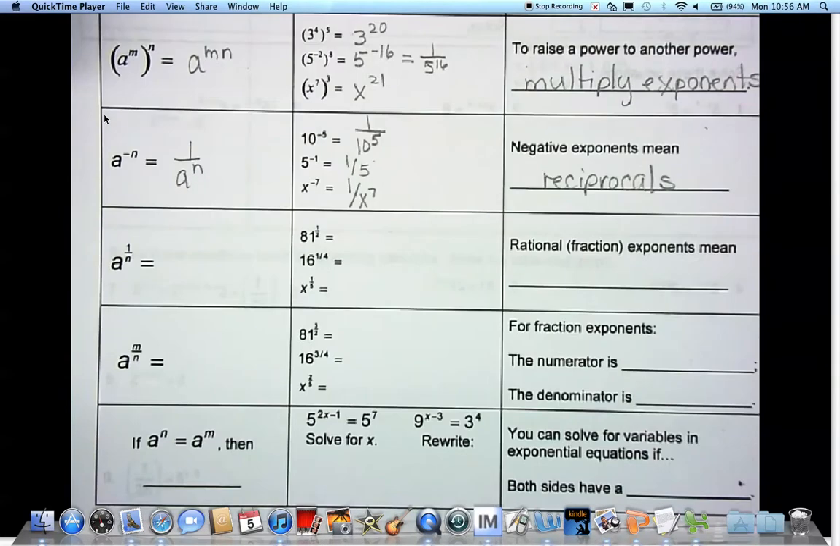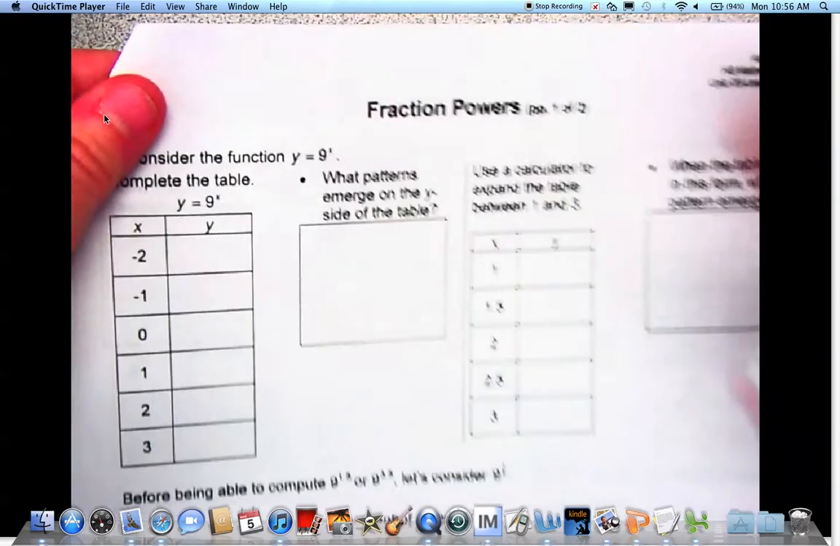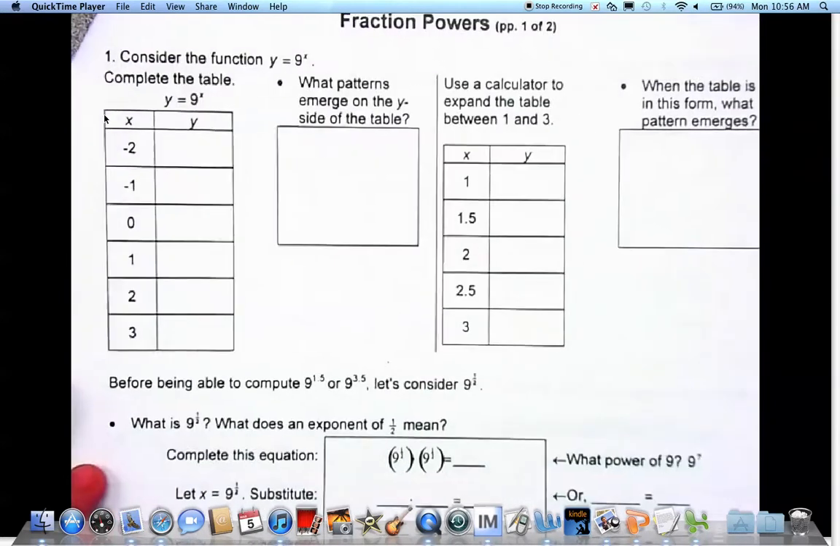Okay, this a to the 1 over n, that's a fraction like 1/2 or 1/3. This is what we're going to learn to do today. Y'all haven't ever done this before. Okay? We're going to see what these mean. So we'll go back to the beginning of fraction powers.